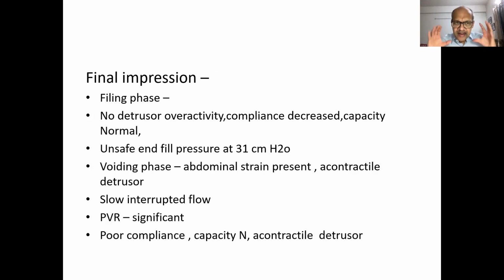So for managing storage, the standard management is antimuscarinics. There is some data that mirabegron might help, but you don't have good quality data. So in some of the guidelines globally, mirabegron does not figure; in some guidelines it does. But there are not many studies examining pressures in terms of safety of pressures and mirabegron. Mirabegron is good for non-neurogenic overactive bladder, but whether it improves safety in patients with an unsafe lower tract, that question is not well answered at this point. So antimuscarinics is the mainstay for storage.